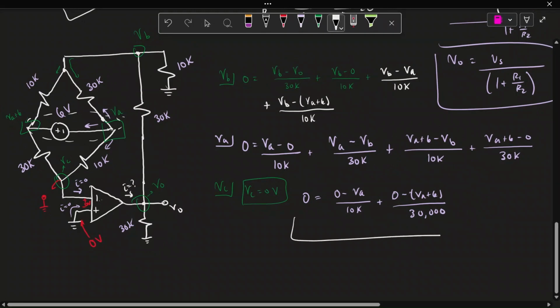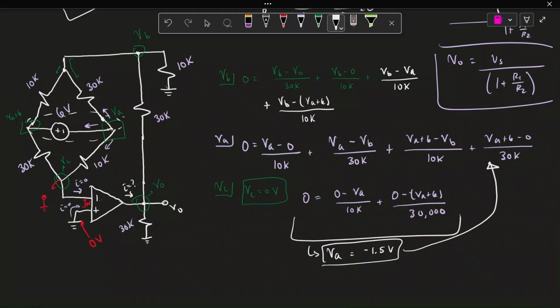So, solving this equation, we have one variable, one equation. We have VA is equal to negative 1.5 volts. That's great, because you know what? We can plug this into here and find VB. Solving for this, I'm trying not to take too much time.